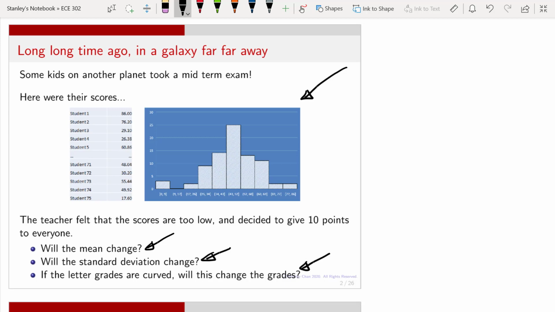Furthermore, we can ask, if the letter grades are assigned based on the curved scores, meaning that I do not look at the absolute value of the scores, but I will look at the relative position of the student to the class. And so if the letter grades are assigned according to a curve, will this action of adding 10 points to everyone change the grades?